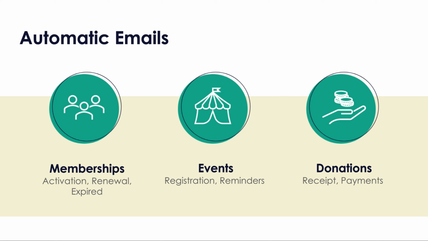When it comes to automatic emails, there are 3 main function areas in Wild Apricot that you'll probably want to configure if you're going to be using them. Namely, memberships, and those will be emails like activation, renewals, as well as what gets sent if somebody's credit card is expired, or if you need to invite them back to become a member. We'll also talk about the registration and reminders that can be set for events, and the emails that are able to be sent for donations.